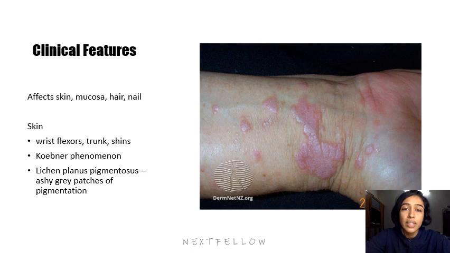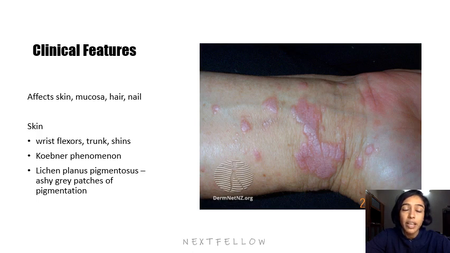On the skin, you can see these characteristic lesions. You see the flat-topped plaques, which are purplish, and they're polygonal as well. These occur typically on the wrist flexors. They can occur on the trunk and on the shins also. Koebner phenomenon is positive. I'll talk about that in a while. And there's a specific type of lichen planus called lichen planus pigmentosus.